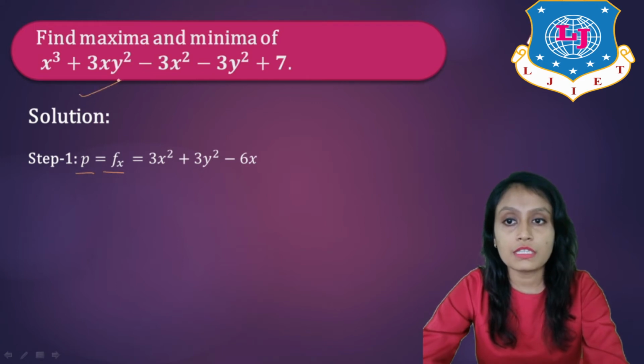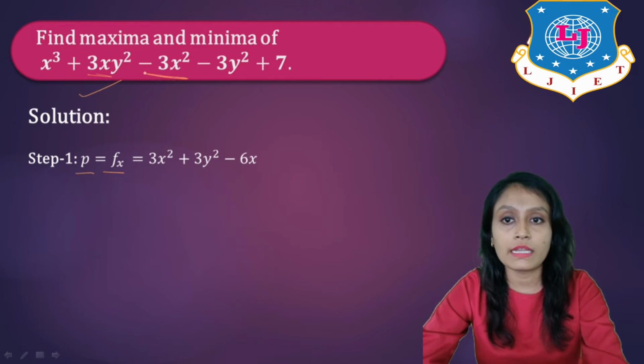Okay, so differentiate this equation with respect to x. So from this you will get 3x square. Here we have to keep y constant. So from this you will get 3y square. From this you will get minus 6x and y constant, so this derivative is 0. 7 is also constant, so derivative is 0. Okay, so we have p is equal to fx, that is 3x square plus 3y square minus 6x.